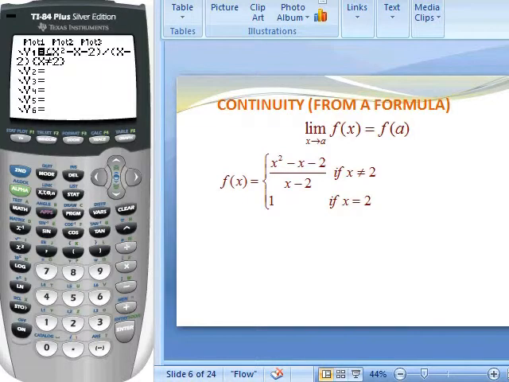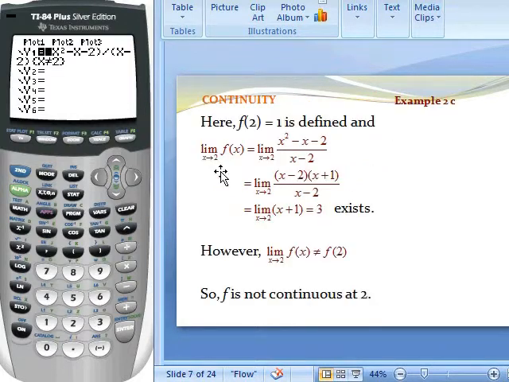Now let's look at a case where we have a formula that is broken down into 2 parts. F of x equals x squared minus x minus 2 divided by x minus 2 when x is not 2, and it's 1 when x is 2. Alright, so let's try to do this by hand. Remember, the limit and the f of 2 value have to match. So I'm going to take the limit first.